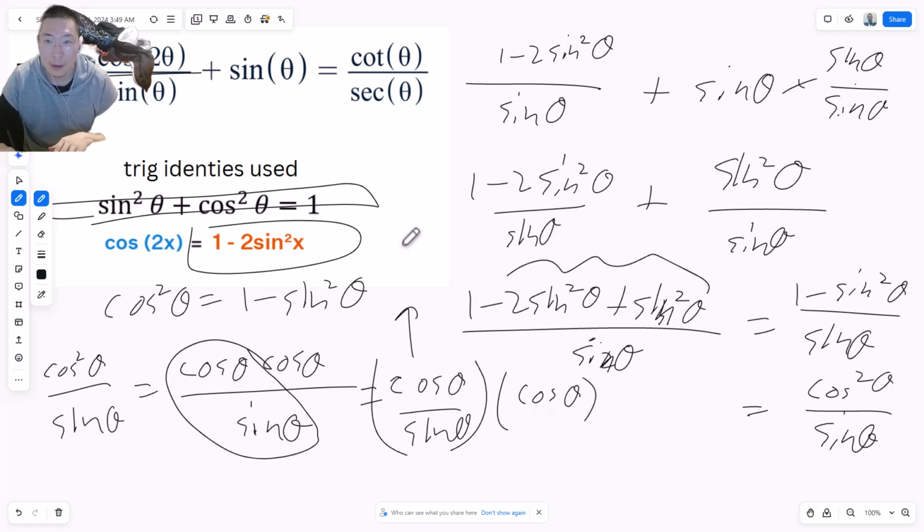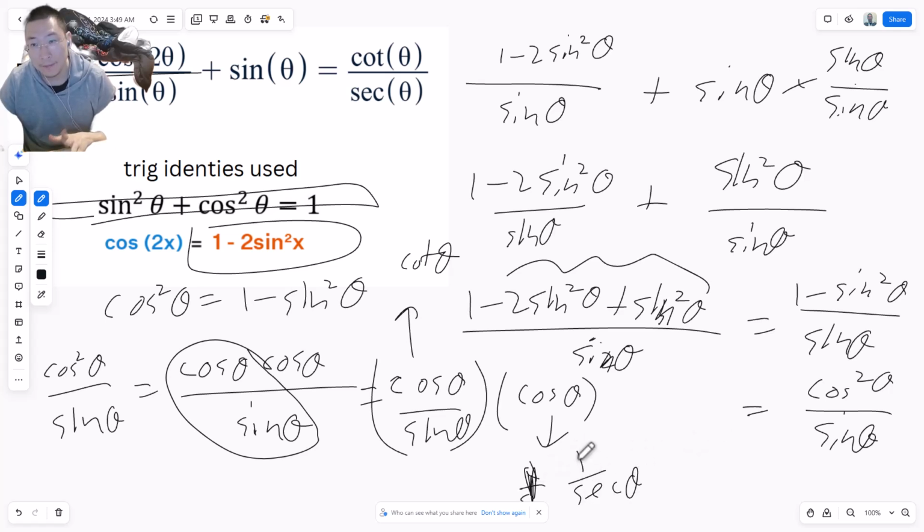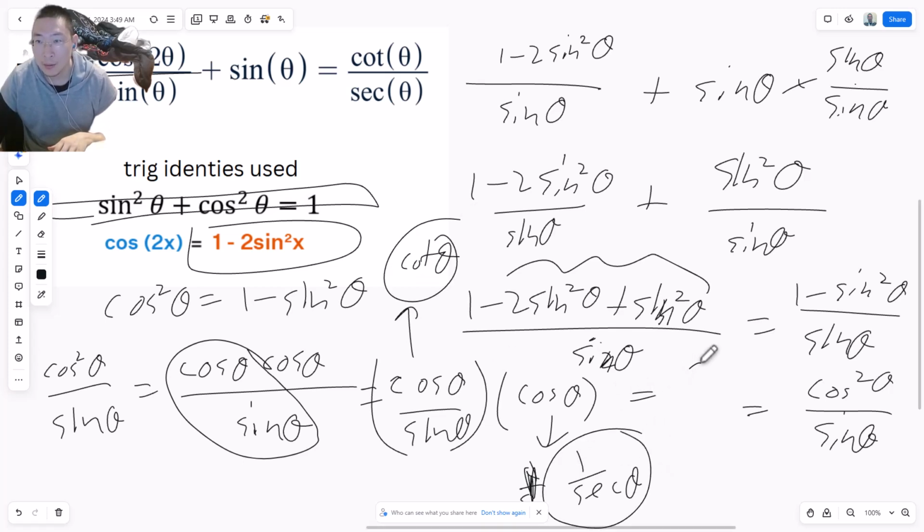This becomes cotangent theta, and cosine theta is equal to 1 over secant theta, because those are the inverses. And if we combine cotangent theta times 1 over secant theta, that becomes cotangent theta all over secant theta.